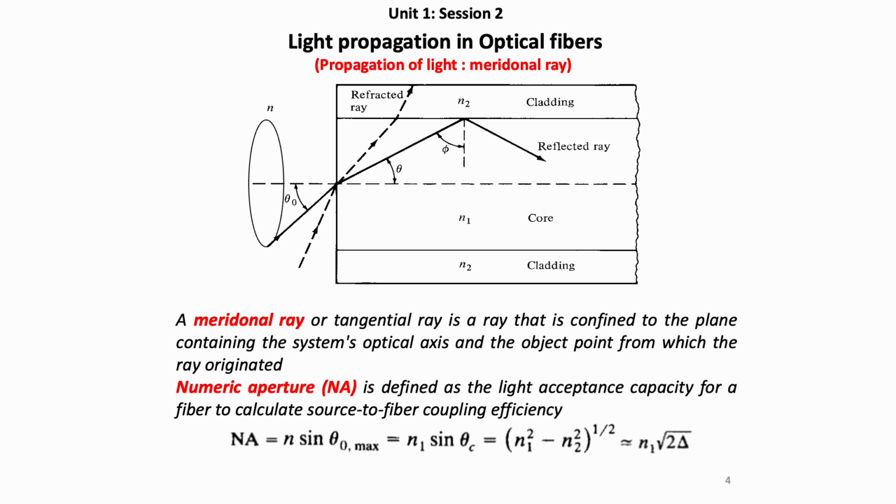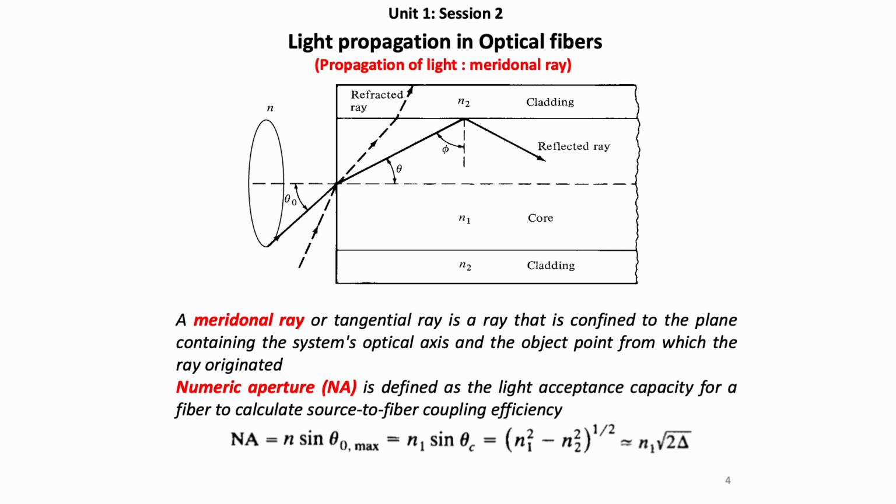Once we know about the rays and the incident angle, the next thing is how the incident light is propagated over the fiber. The next important term that comes into the picture is the numerical aperture. If you incident light to the fiber, how the fiber captures that incident light, that light gathering capacity of the fiber, is the numerical aperture.